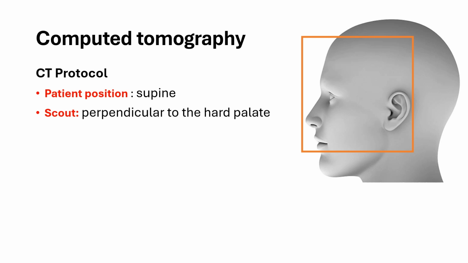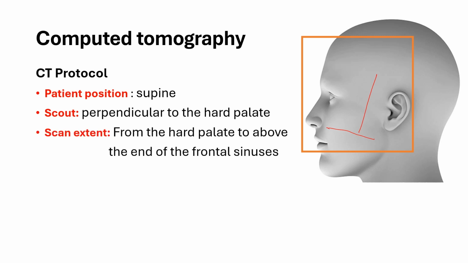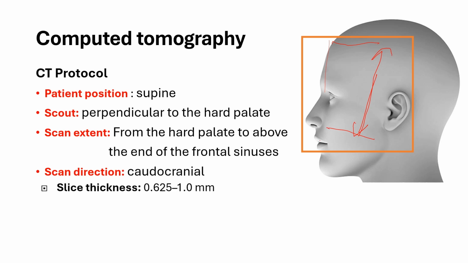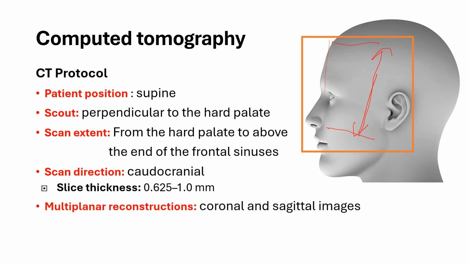Now the CT protocol for imaging of the paranasal sinuses is: the patient position is supine, and the scout film is taken perpendicular to the hard palate. The extent of the CT scan is from the hard palate to above the end of the frontal sinus, denoted by this box. The scan direction is caudocranial, from down to up. Slice thickness is 0.6 to 1 mm, and multiplanar reconstruction is done in coronal and sagittal images to visualize all paranasal sinuses adequately and properly.